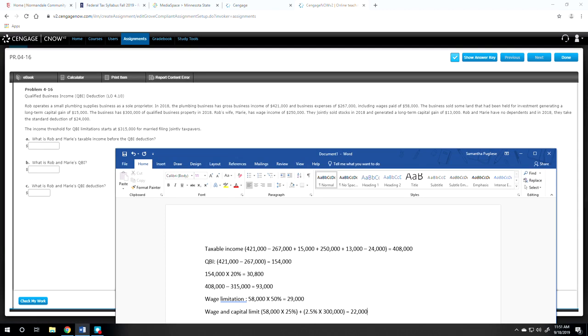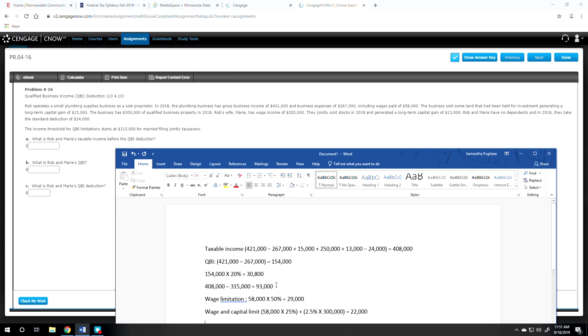Are you guys glad that I didn't assign this problem? Yay, that would be so mean. Okay, so it's supposed to be the greater of the two. The greater of the two is the wage limit of 29,000. So the excess qualified business income deduction is 1,800. How did I get that 1,800? Oh my gosh, where did that come from?